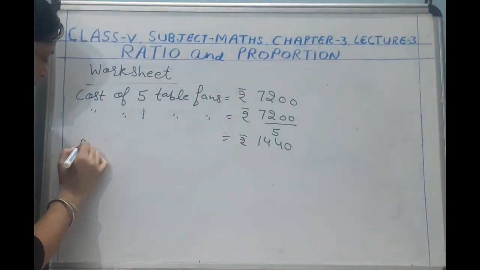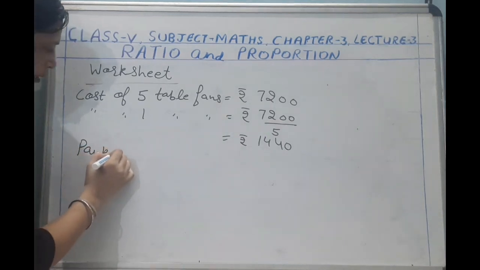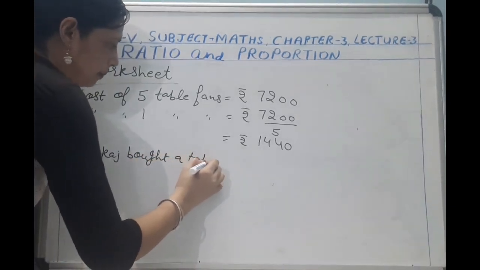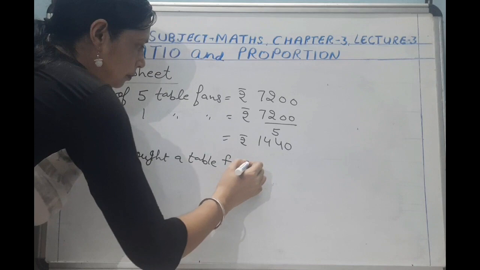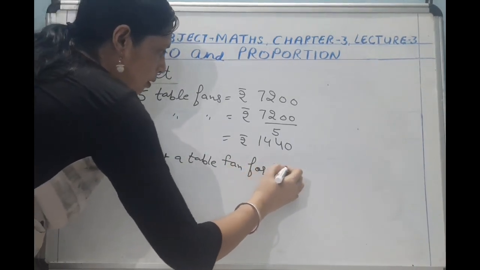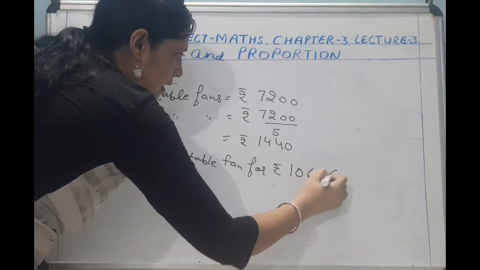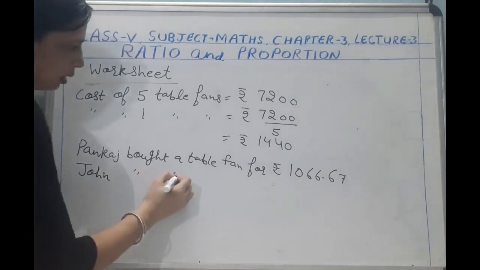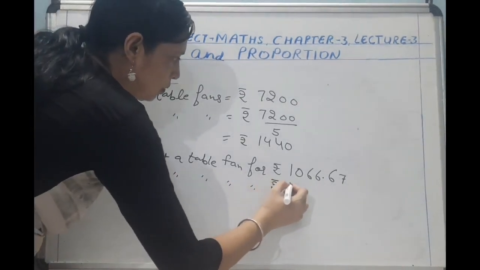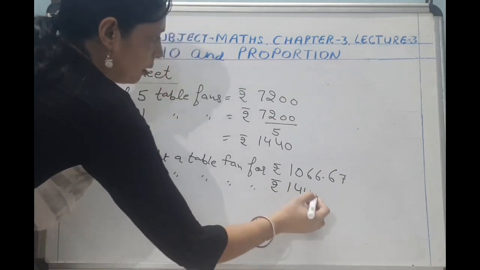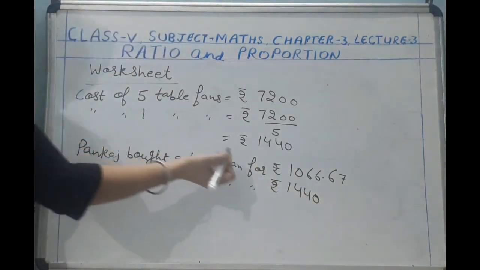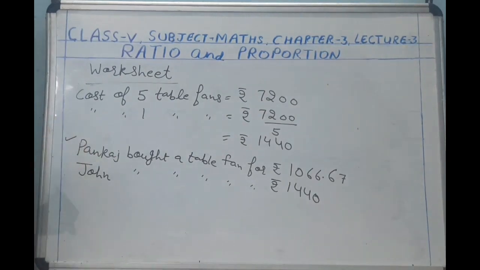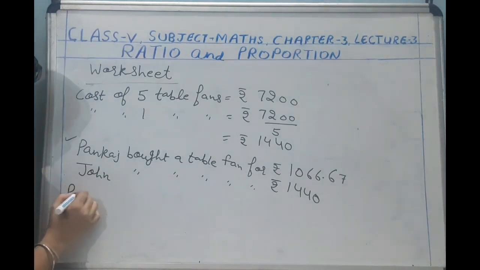So first comparing, Pankaj bought a table fan for ₹1,066.67 and John bought a table fan for ₹1,440. किसकी डील बेटर है? किसने अपने टेबल फैन को सस्ते में परचेज किया, कम पैसे दिए? डेफिनेटली पंकज. So Pankaj's deal is better by.